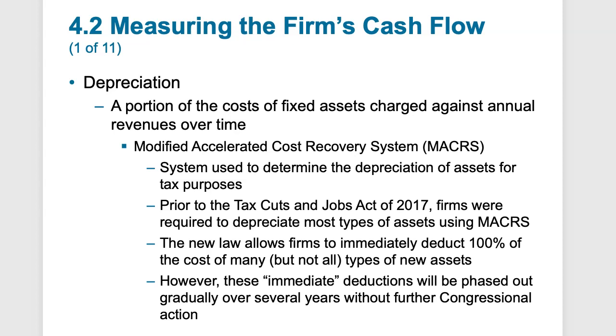Why did they do this in the 2017 Tax Cuts and Jobs Act? Well, they wanted companies to lower their overall tax burden and give them more profits that they could use, theoretically, to expand their business, grow the economy, and hire more people.